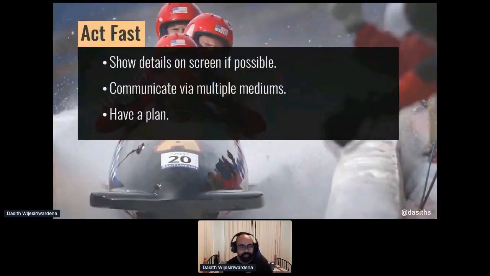It's important that exception conditions are dealt with immediately, and you show the user the details on screen if possible. So over-communicate, please do. It might be a text message, might be email, like I said before. The faster you do it, the better the users will appreciate it. Compensate the customer. You have a plan. Even your level 1 support needs to know what to do when a thing like this happens.